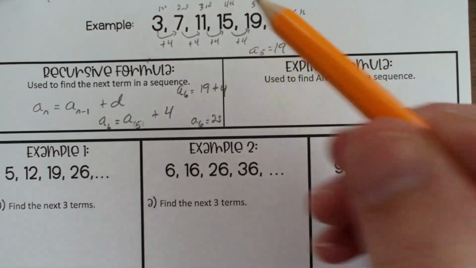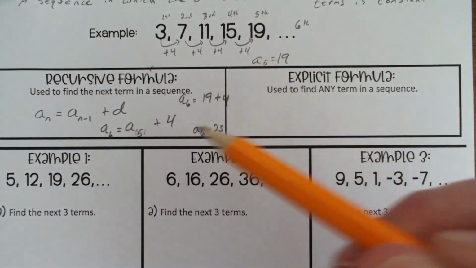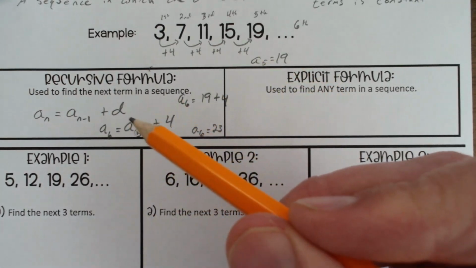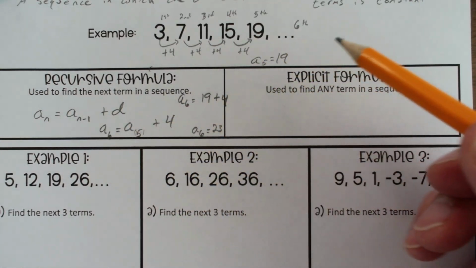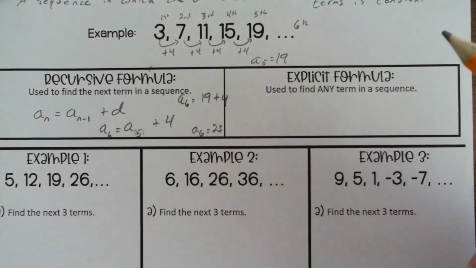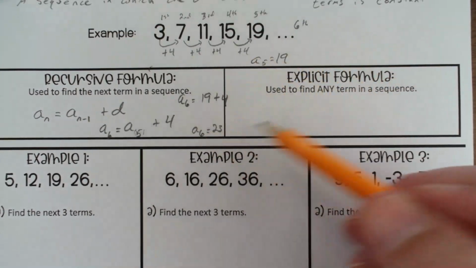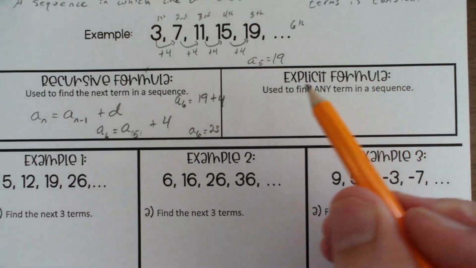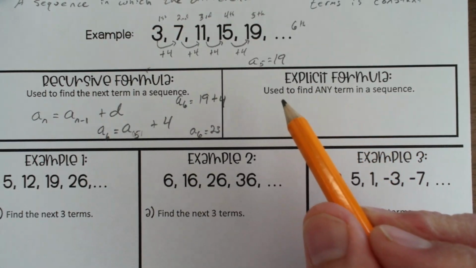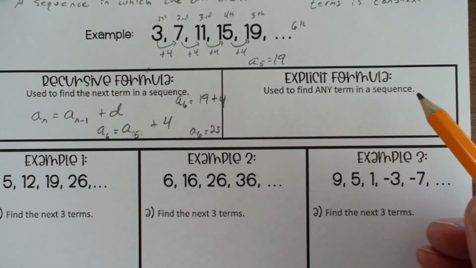Now, that works great if you know what the previous term is. However, there are plenty of times, like in this problem, I could say, okay, what's the 20th term? Well, using this, I would have to find the sixth term, 7th, 8th, 9th, 10th, 11th, 12th, 13th, 14th, 15th, 16th, 17th, 18th, 19th term, then just to find the 20th term. Instead, we have this other formula that's called the explicit formula. And what that means is it's used to find any term in the sequence.